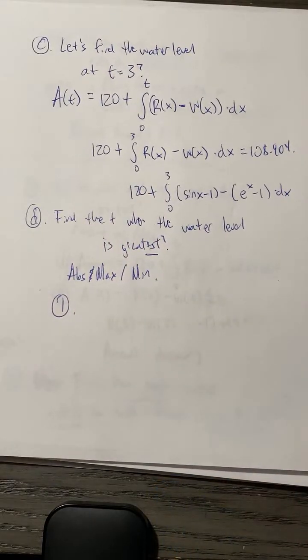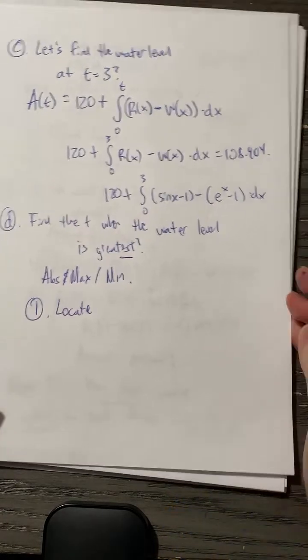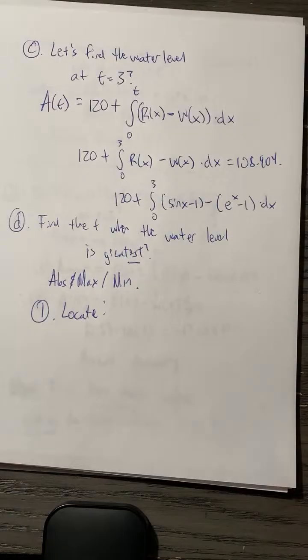No matter where it occurs, you're still going to do the 3 steps as follows. The closed interval method is what some people call it. The first step is locate the function. And sometimes this step is very easy, because the function is given. But in this case, it's not given, so we have to first find it.